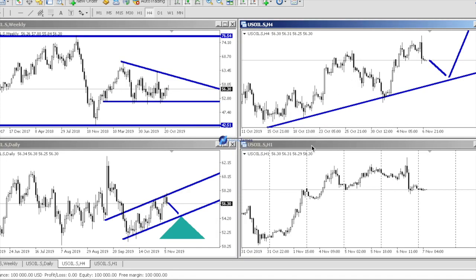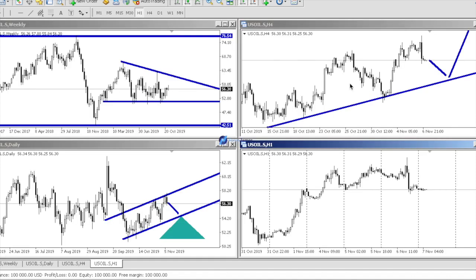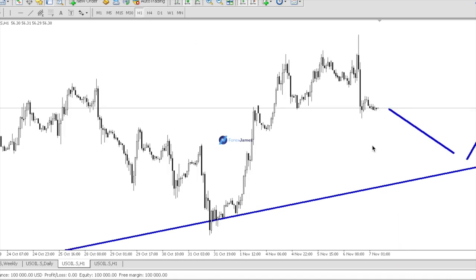And finally, on the H1 is where you want to laser point your entry. So you could wait for the exact turn to happen on the H1 right over here. For example, you see a bullish candle, a long wick bullish candle here, then that's your trigger to go long. And if that should happen, then you'd be able to enter with a small stop loss and potentially be making a huge reward out of it.